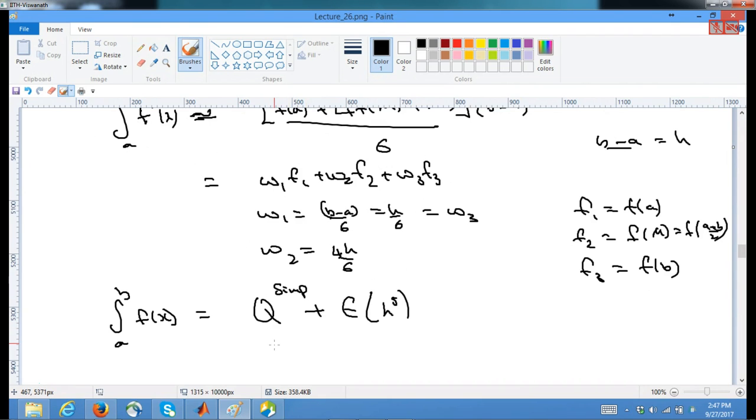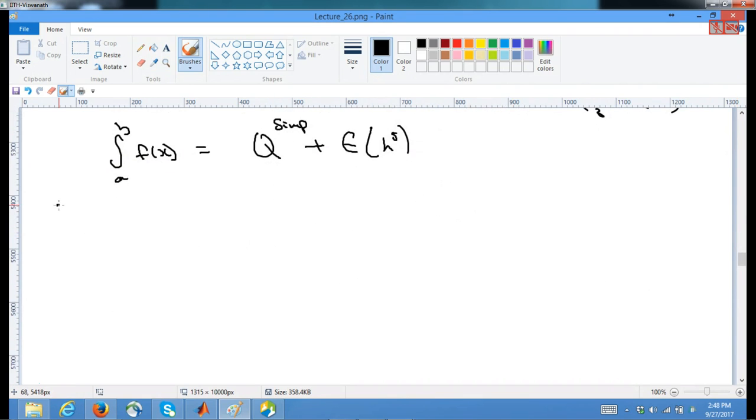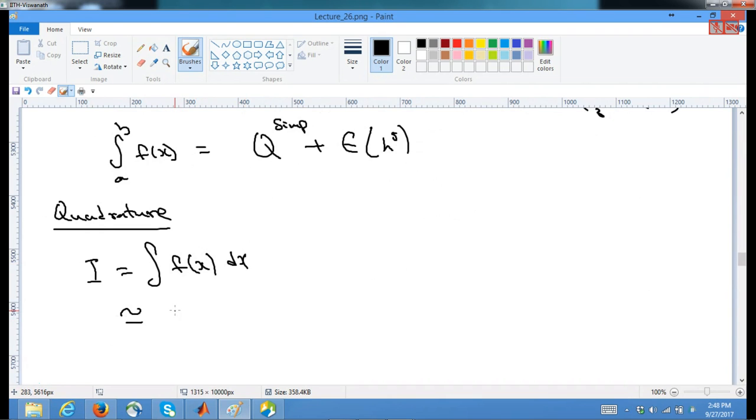So what I would say is, can we develop any such kind of scheme? Instead of 3 points, can I use an n-point scheme? That is called quadrature. Simply, any quadrature means I equals the integral of f(x) dx can be approximated as Q, where Q is the quadrature defined as the summation from i equals 1 to n of wi fi. That means we are evaluating the function at n points and each one has certain weights attached to it. This is called a quadrature scheme.